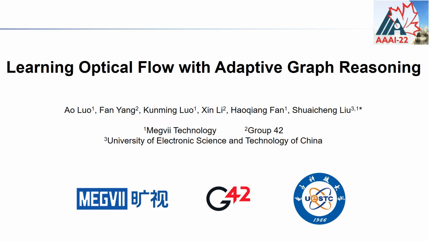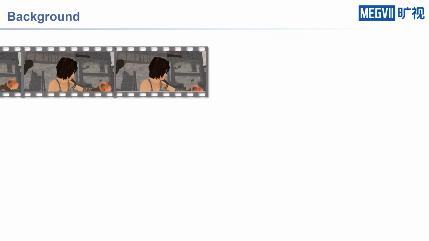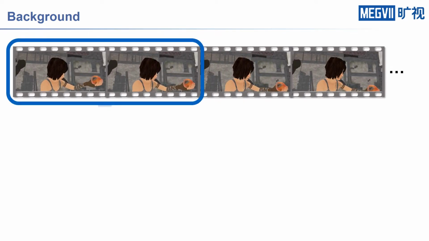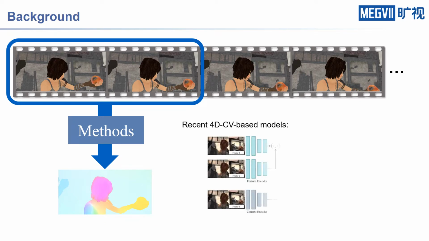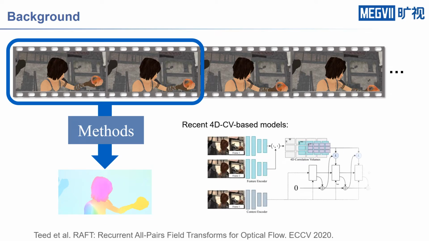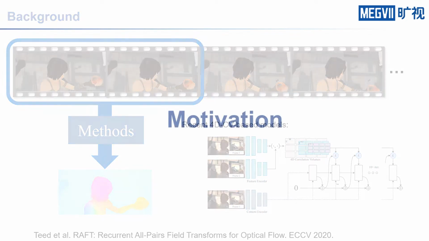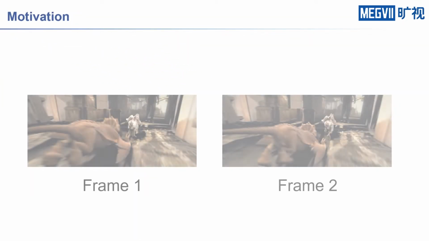We present an optical flow approach named adaptive graph reasoning. Optical flow is a fundamental task in video understanding and analysis, aiming to estimate the pixel-wise correspondence between two video frames. Current methods largely focus on addressing the matching similarity with four-dimensional cost volumes, lacking a holistic motion understanding of the given scene. First, we present the motivation of this work.